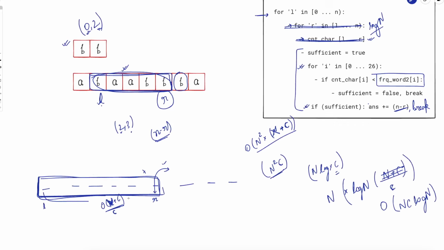Once you get whether this L and R is valid or not in just order C time, you can decide whether to go left or right. And you will have at most log n of such decisions, because at every iteration you are dividing your array into half. So in at most log n iterations, you will be able to reach your point. So overall, you will require order C into log n time to reach your final R.